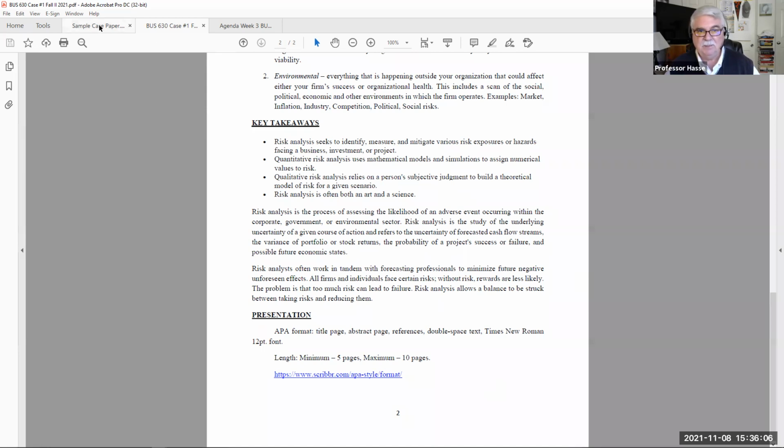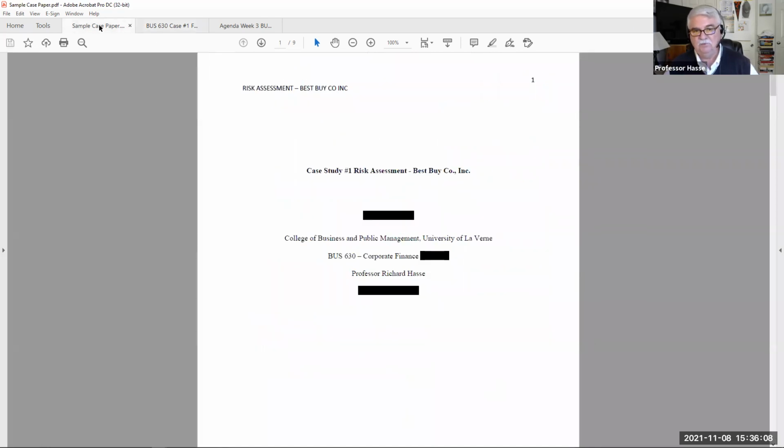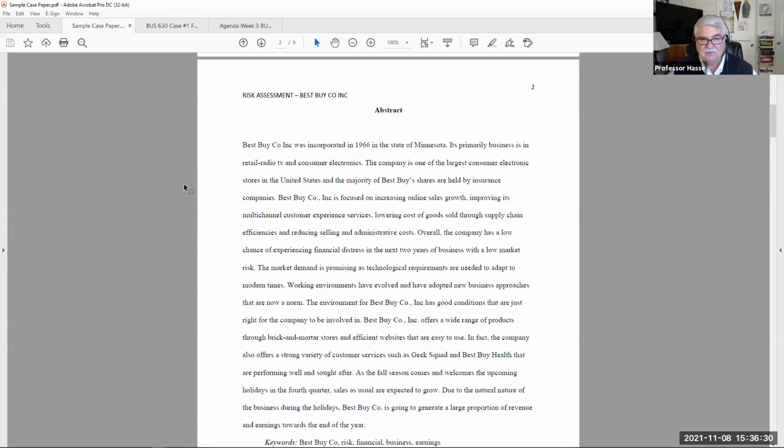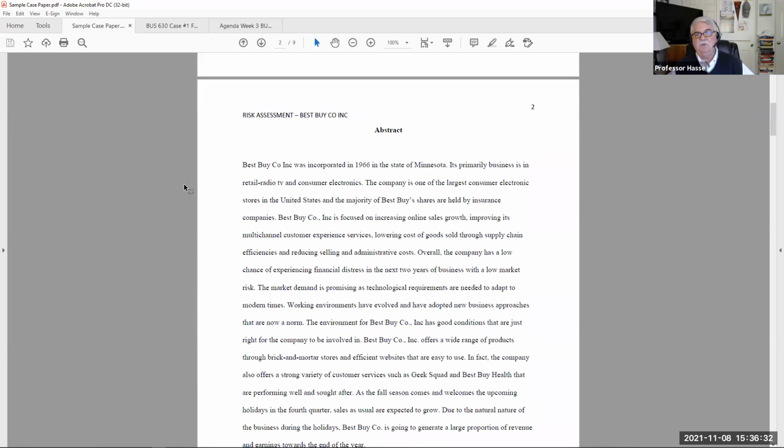Here's a sample case paper, and I'll show you, this has already been posted to Blackboard. This is a case number 1 risk assessment of a company called Best Buy. Fortunately, Best Buy was not selected by any of our students in this class, so that's why I'm giving you this format. I've blocked out certain things that I don't want you to see, but notice the title page. Notice the abstract page. This explains what the paper is all about, what you're trying to do.